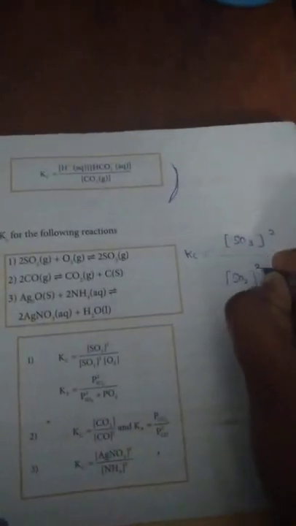Kc is equal to the product, SO3, so coefficient 2. How can we write the answer? Tell the answer: concentration of SO3 power 2 divided by the reactants SO2 and O2. Concentration of SO2, any coefficient present? 2. So concentration of SO2 power 2 into concentration of O2.